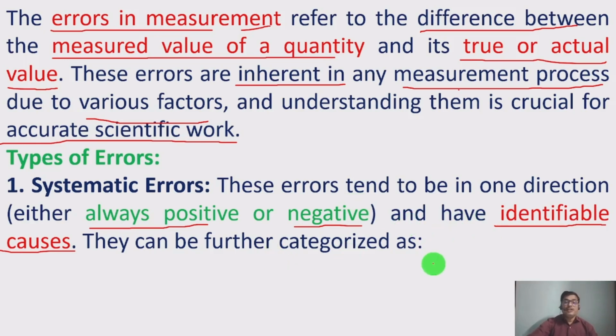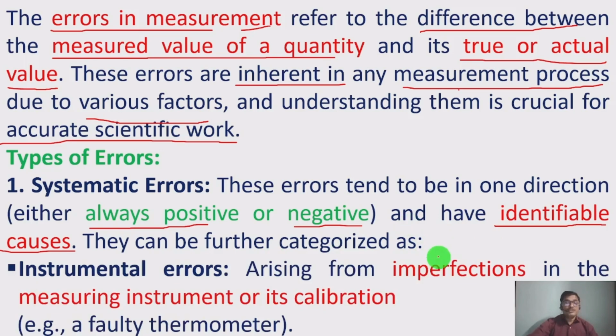They can be further categorized as instrumental errors, arising from imperfections in the measuring instrument or its calibration. Any measuring instrument we use for measurement, if it has some imperfections, or in its calibration, meaning the comparison with the standard, it may have some imperfection, then that type of error we call an instrumental error.